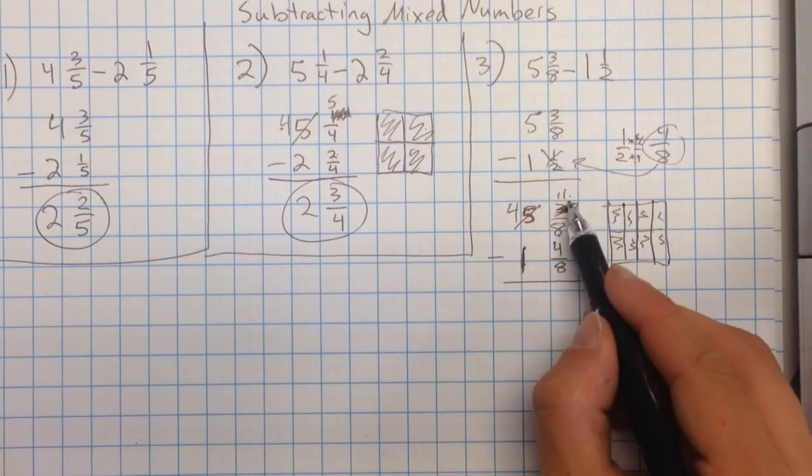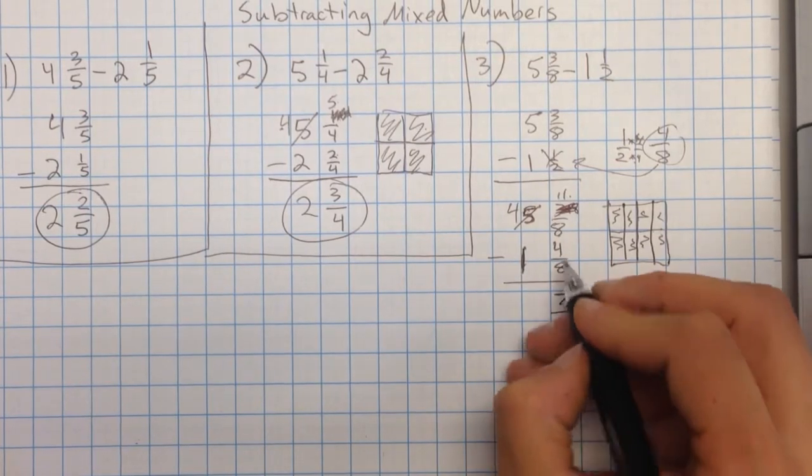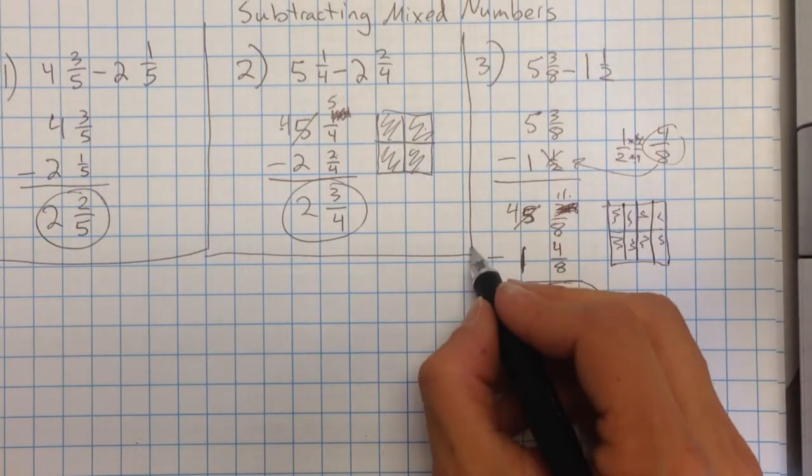But now I can subtract 11/8 minus 4/8. That gives us 7/8. 4 minus 1 gives us 3. 3 and 7/8 would be your answer.